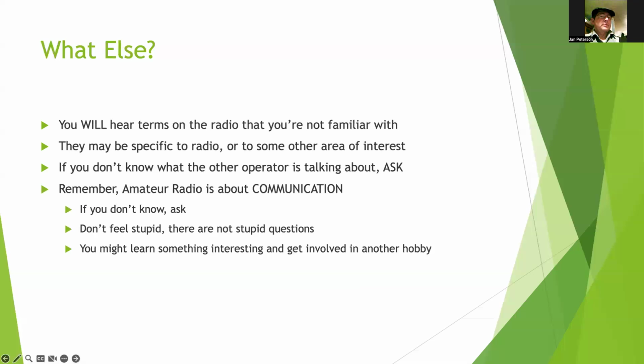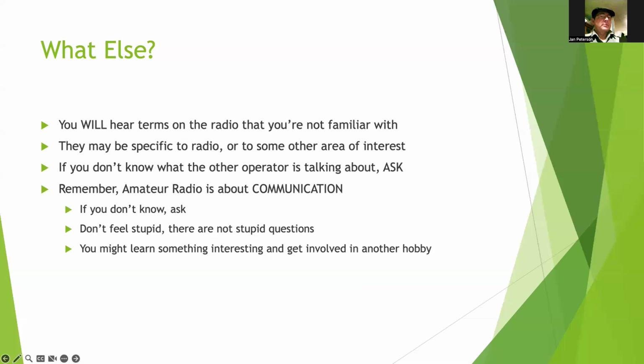Okay, so you will hear things on the radio that you are not familiar with or that you don't understand. They may be terms that are specific to radio, or they may be terms that are specific to some other area of interest of the operator who's talking. If you don't know what they're talking about, ask them. Remember, amateur radio is about talking to people.